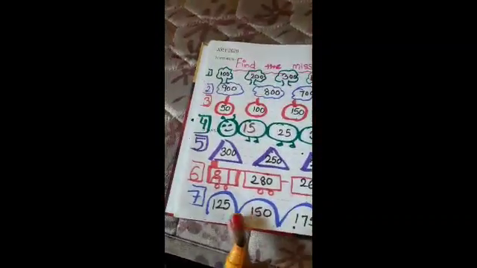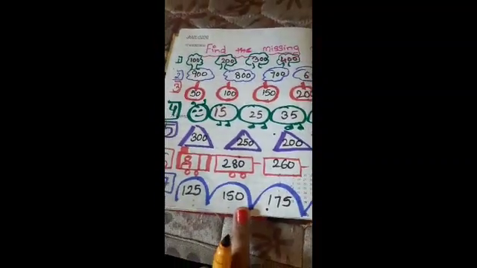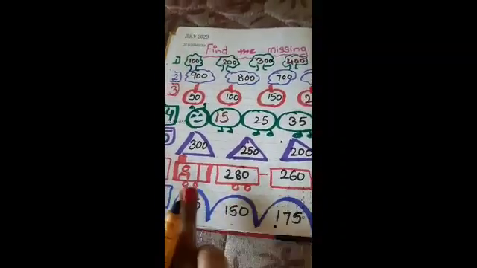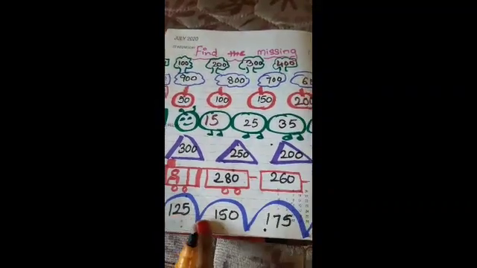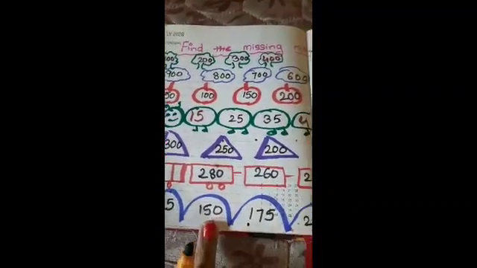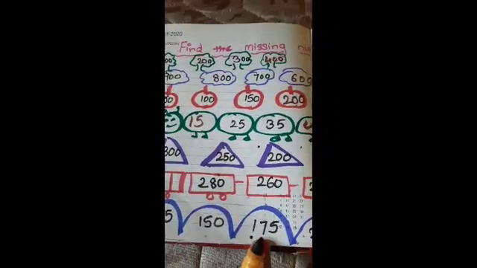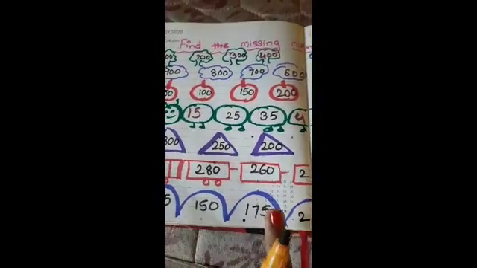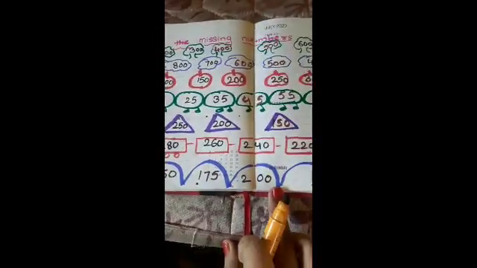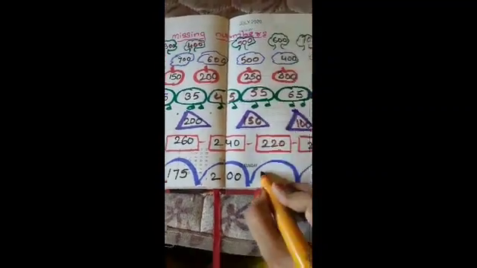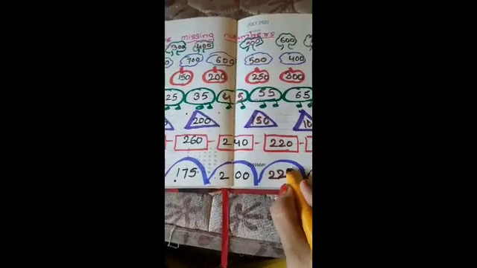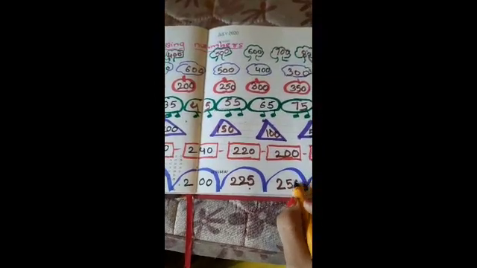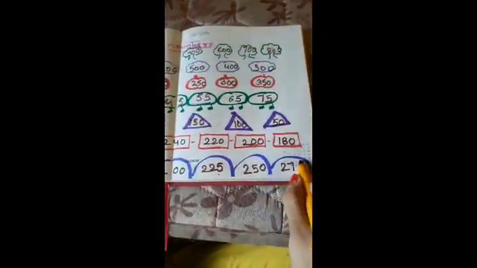Now the next one, 125 to 150. Now 125 to 150, the gapping number is 25. 25 plus, if we do, we'll get 150. From 150 to 175, if we do plus 25, we'll get 175. 175 plus 25, you will get 200. Plus 25, you will get 225. Plus 25, you will get 250. Plus 25, 275.